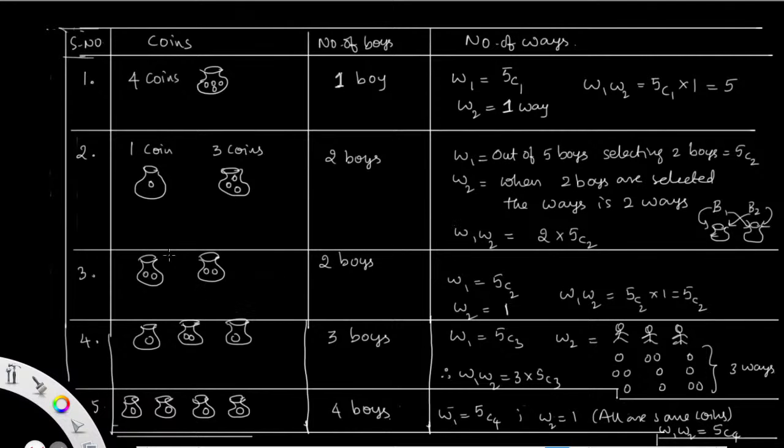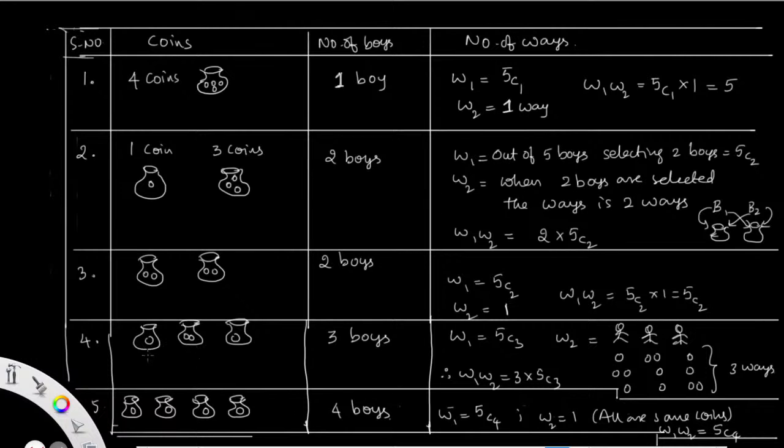Another choice is that the 4 coins are distributed as 2 coins and 2 coins. 2 boys are there, so we are selecting 2 boys out of 5, which W1 we can write as 5C2, and W2 is one way. Why? Because the 2 boys should take 2 coins each, and there is no difference between them. So it is one way. So W1 into W2 is 5C2 ways.